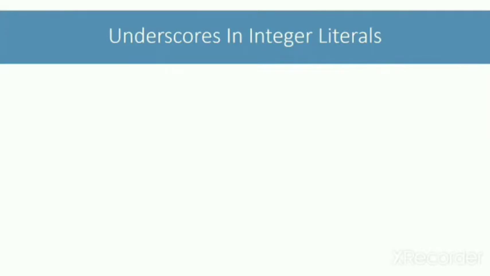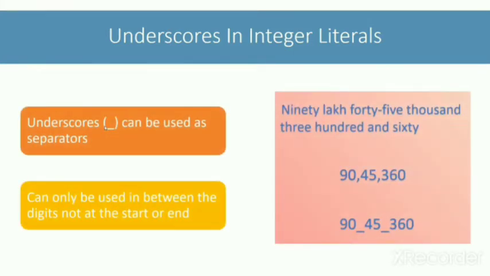One interesting thing about integer literals is that you can embed one or more underscores in an integer literal. It will still be a valid literal. The underscores will be discarded at compile time. Underscores can come only in between the digits of the literal. They cannot come at the start or end of the literal. This is useful to improve the readability of the literal.